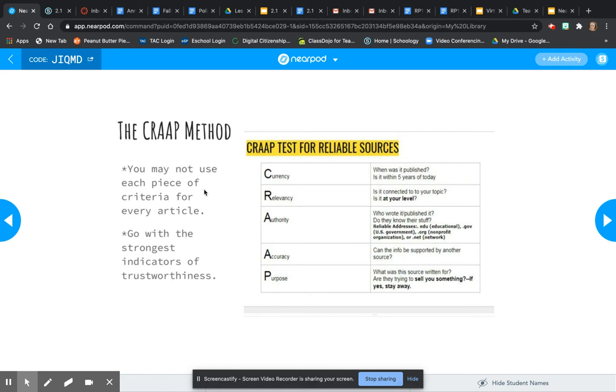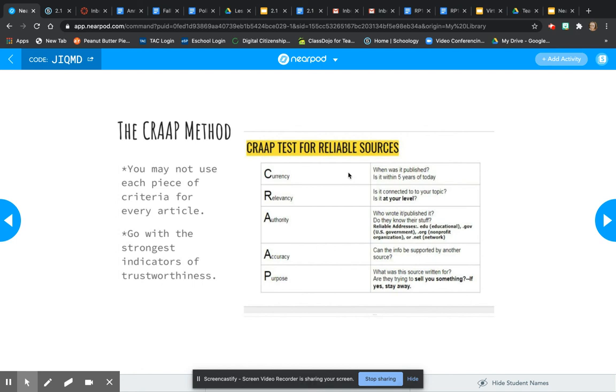Just a couple notes over here. Just like we were evaluating our sources before on Wikipedia, you may not use every single piece of criteria here. You want to go with the strongest indicator. So for example, if you find a source that was published within 5 years, but you can't check off any of these other boxes, it might not be the best source. But if you can find a source that ends with one of these authoritative web addresses, .edu, .gov, and you can back it up with another source, even if it maybe wasn't published in the last 5 years, that is a better source than something that was published recently but may be filled with trash.